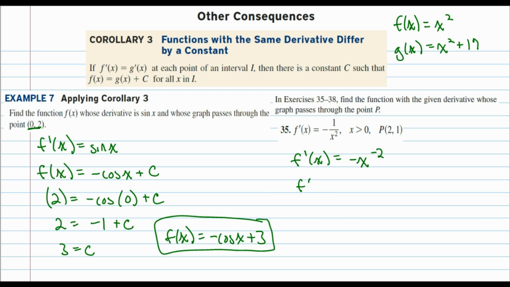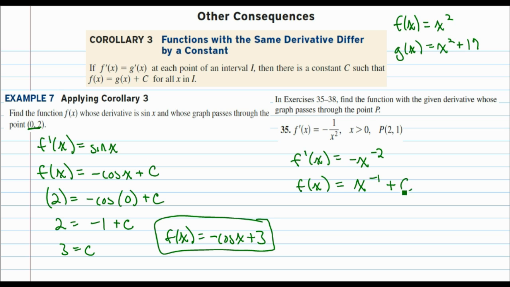So that means f of x was, thinking backwards here, whose derivative became the exponent negative 2? Well, that was exponent negative 1, so I'm going to add 1 to the exponent, which was negative 1. And before, I multiplied by that negative 1, so now I'm going to divide by that negative 1. And so it just leaves me with plain old x to the negative 1, and then don't forget a plus c. So checking that, the derivative of x to the negative 1 would be negative 1 x to the negative 2, which is what the derivative was.